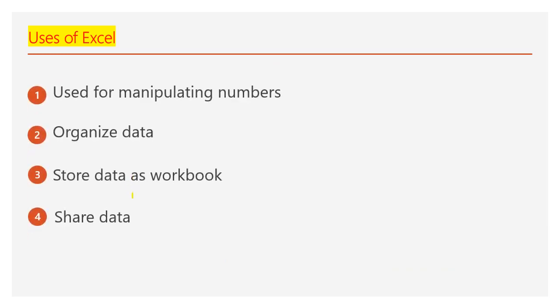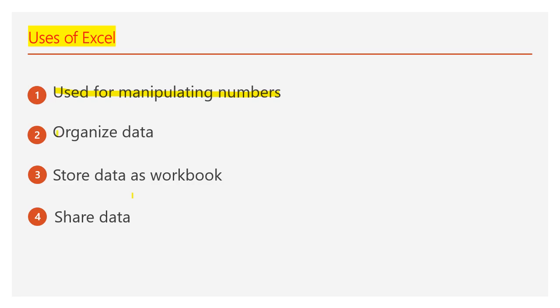Let us see the uses of Excel. First use is manipulating numbers, which means we can perform different types of calculations: sum, subtraction, multiplication, division. We can even use different statistical functions: average, max, minimum, counting, and functions for manipulating dates. In this way, we can manipulate numbers in Microsoft Office Excel very easily.